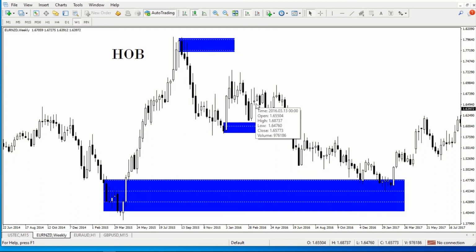Price got traded into the previous bearish order block. It came back down for liquidity at the bullish order block, then went back up.